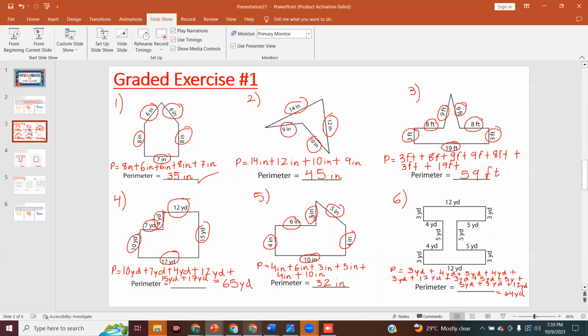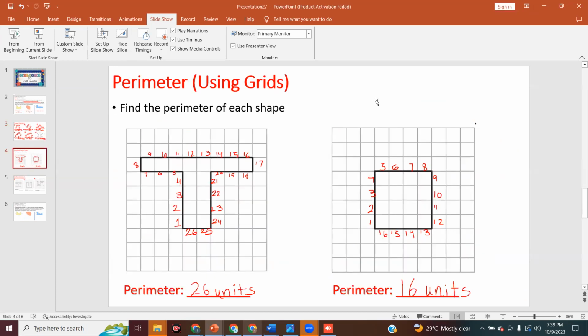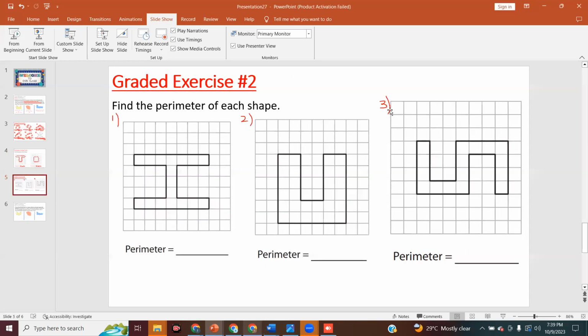This is the second one. Then this is the third one we did, counting the grid. And now we are on this. Once you finish with your work, take a picture of it and send it to me via WhatsApp. Again, once you finish, take a picture of your work and send it to me via WhatsApp.